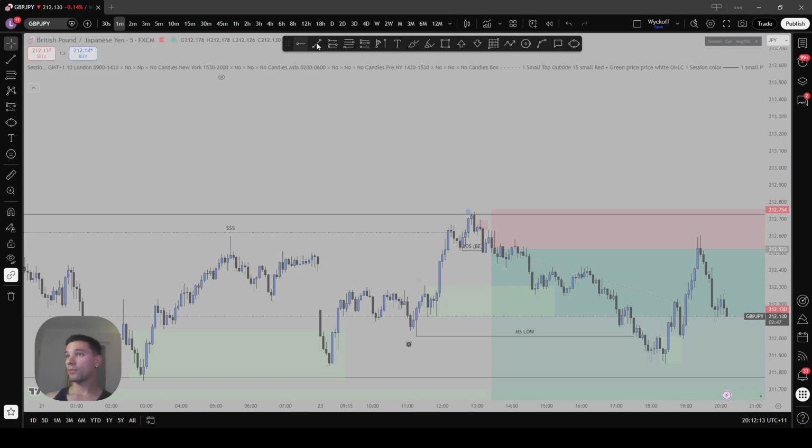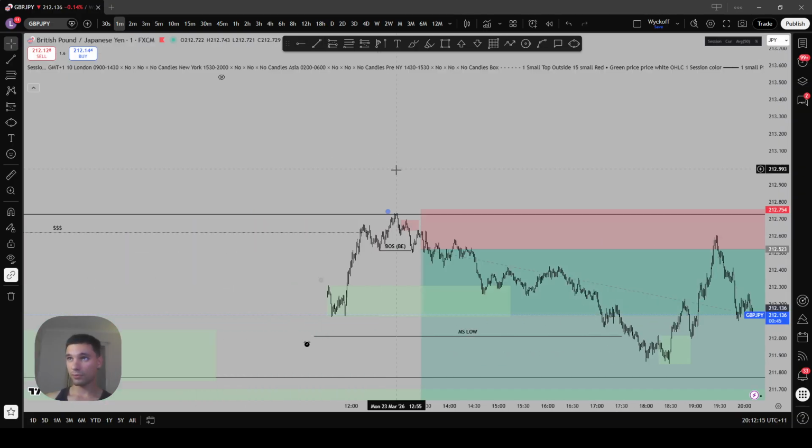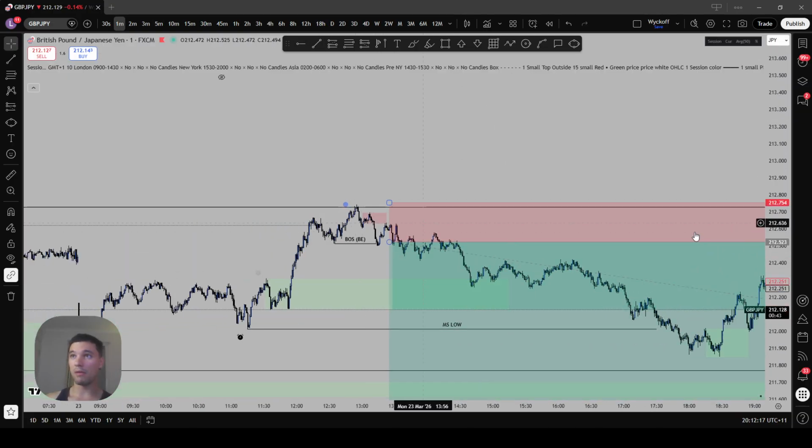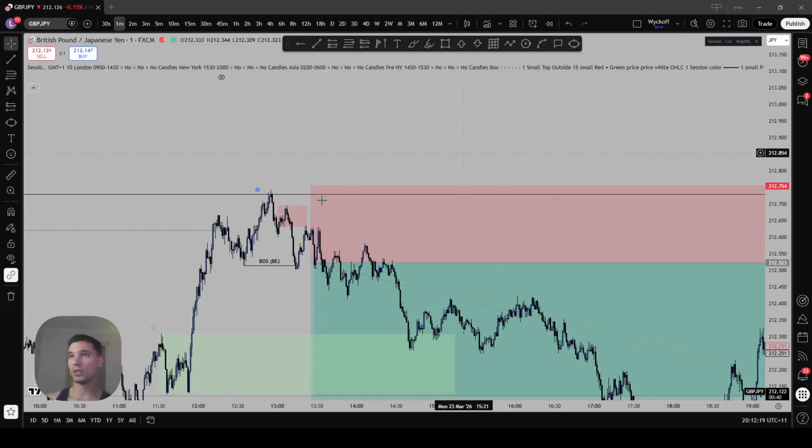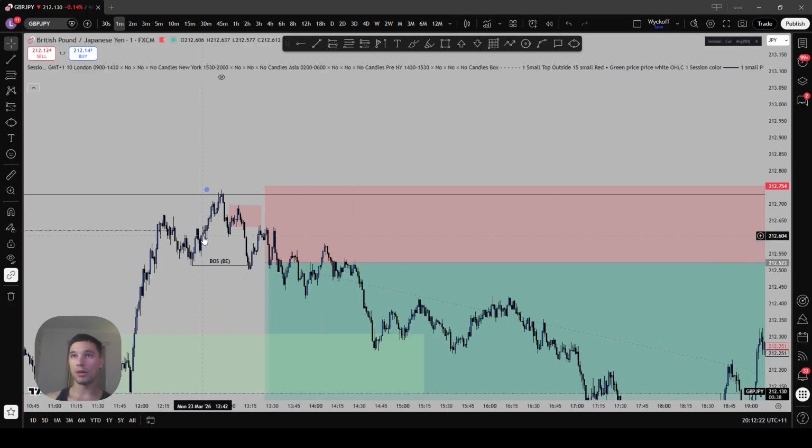So what I did, I noticed there was supply above us. Not the most high quality, but there was some decent, decent 1-minute structure supply pool above us. Price mitigated it, and then I pretty much entered as soon as I saw signs of weakness on the way back down, and that's when I entered.